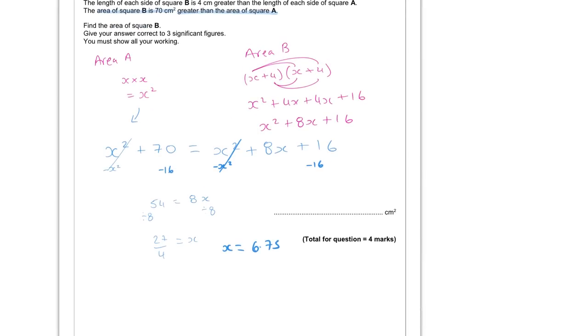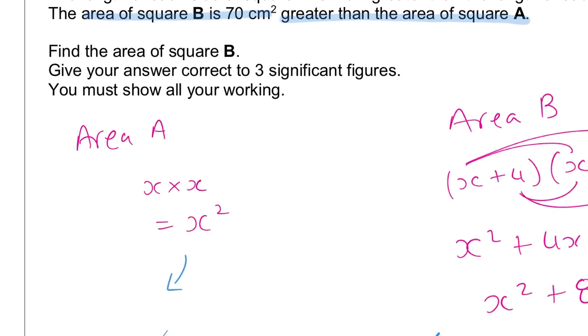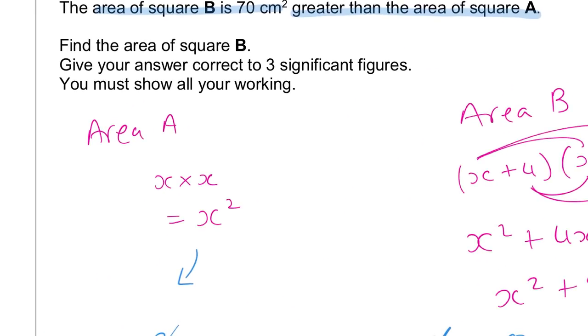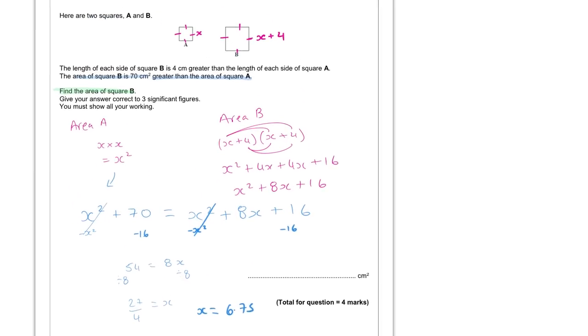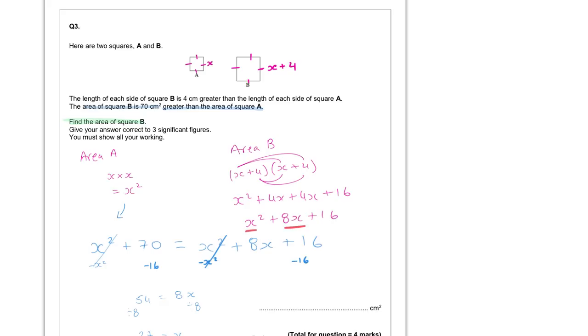Oh, no, sorry. What have we done? I've gone and found x and thought I finished the question. But what do we need to always double check? They never always want x, do they? No. If we read the question, it says, find the area of square B. Okay, do I have x? Right, what is the area of square B? So, I can substitute it into here, or I can just put it in here.